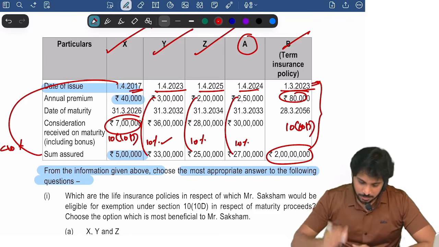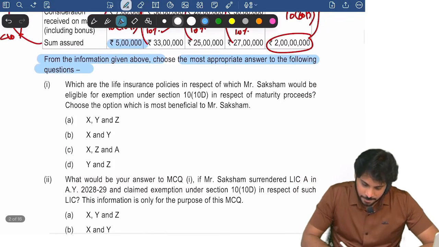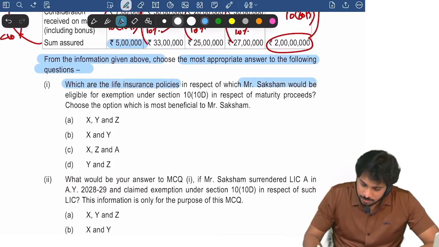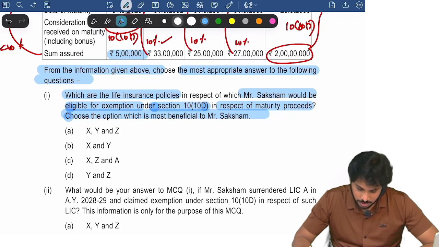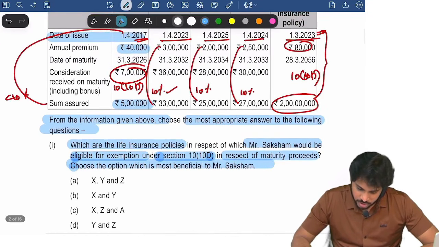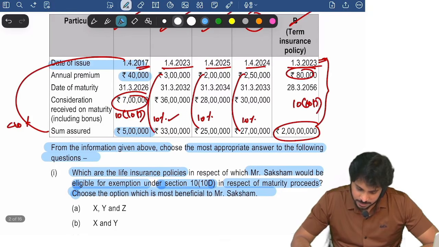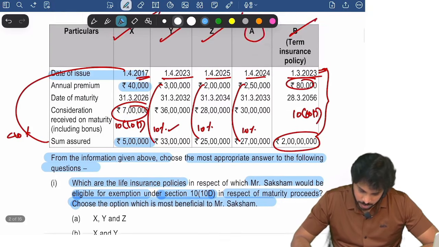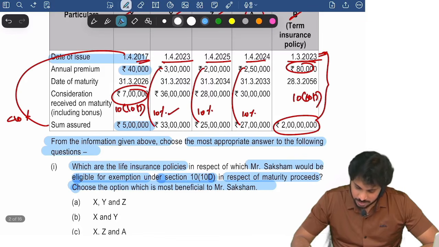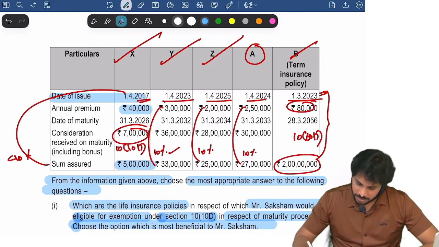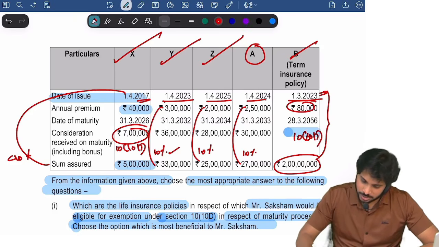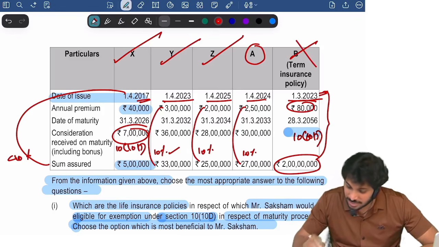So here, insurance policy A is taxable. Which are the insurance policies in respect of which Mr. Saksham would be eligible for exemption under 10(10D) in respect of maturity proceeds? Choose the option which is most beneficial. They are asking which are the life insurance policies in respect of which Saksham would be eligible for exemption under 10(10D). Okay, wait, here maturity amount is not there. Here there is no maturity. So B you don't have to consider for exemption because it is not yet matured.